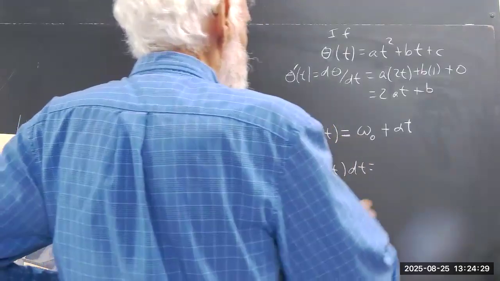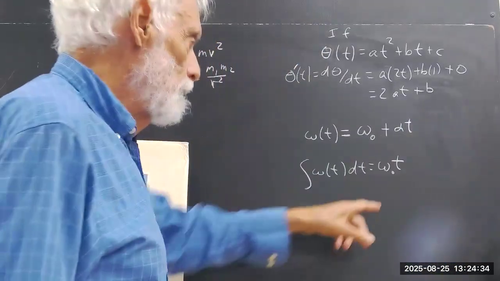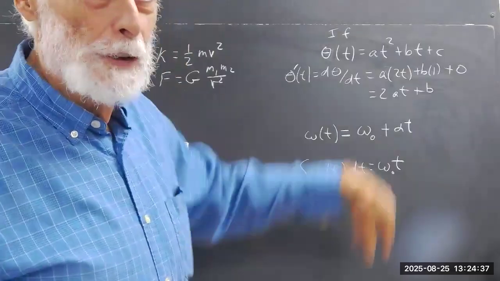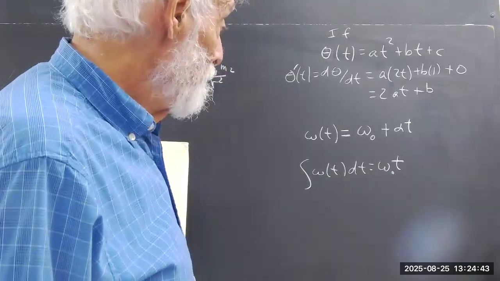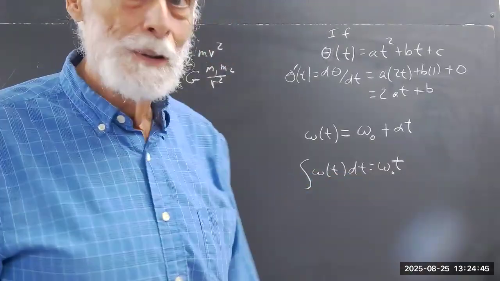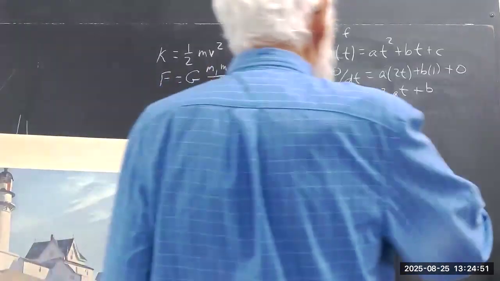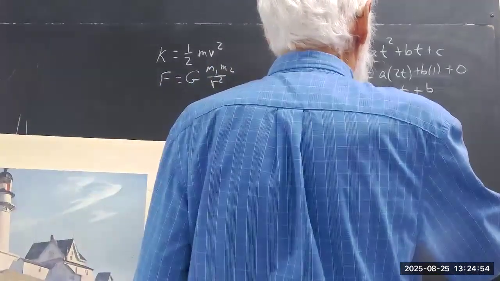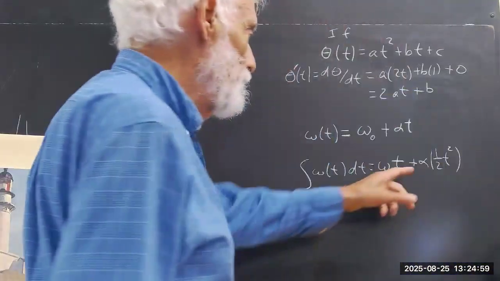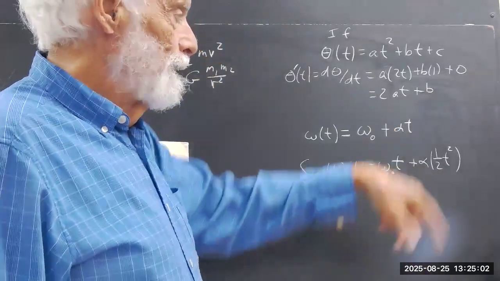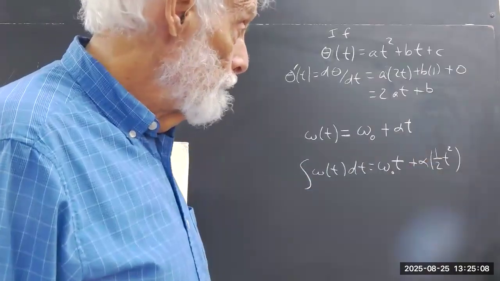And the antiderivative of omega naught, well, omega naught t has derivative omega naught, right? So when you integrate a constant with respect to t, you're going to get that constant times t. Well, that's going to come back to you quickly. And then you're going to have, I'll write it as alpha times 1/2 t squared, because 1/2 t squared has derivative t, right? Most of you got that.